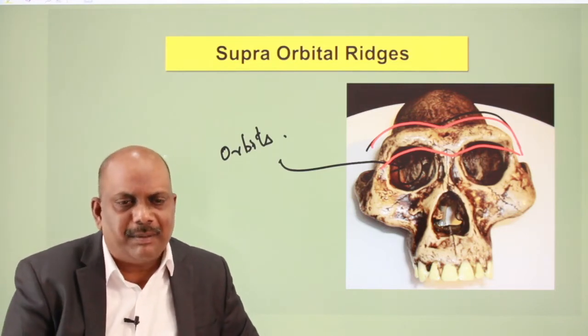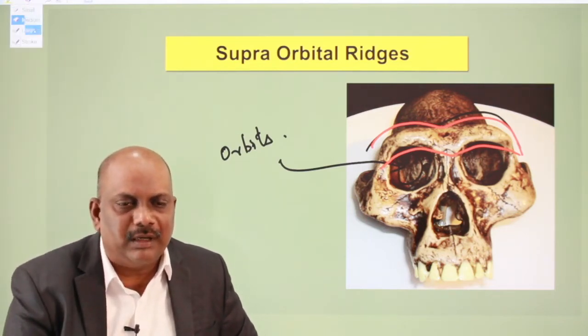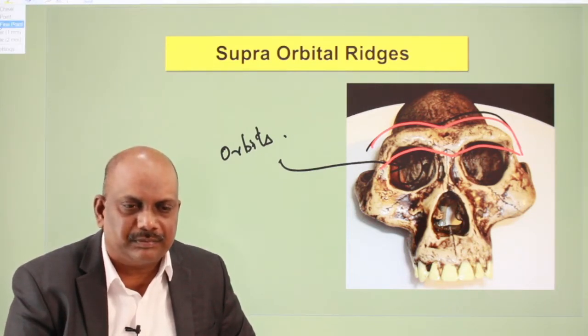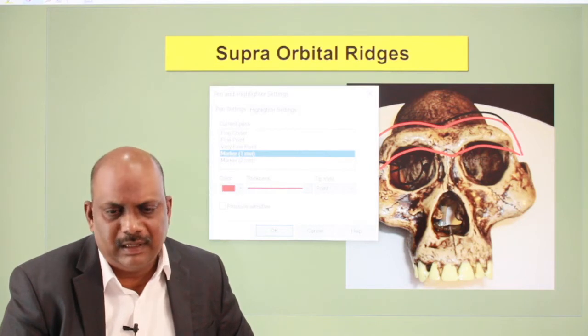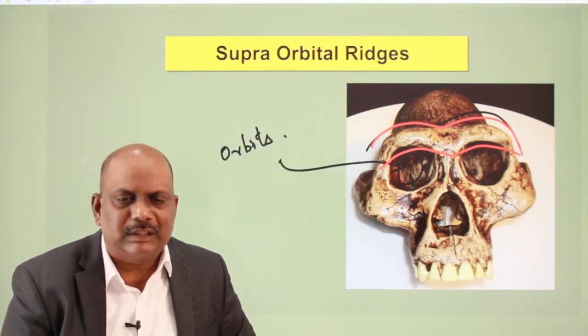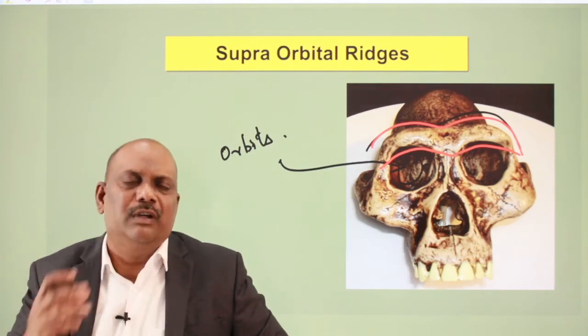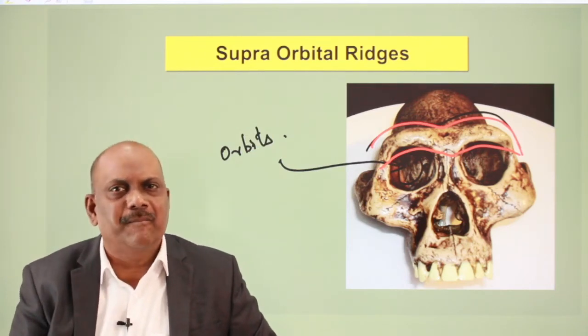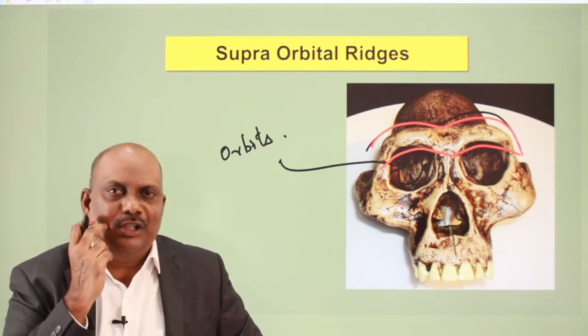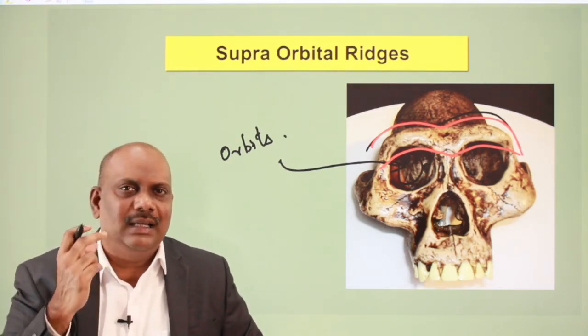So what purpose did this supraorbital ridge serve? See, just now I told you that Australopithecus needed to bite and chew their food very hard. This extraordinary biting and chewing is done by the lower jaw, which is technically called the mandible.